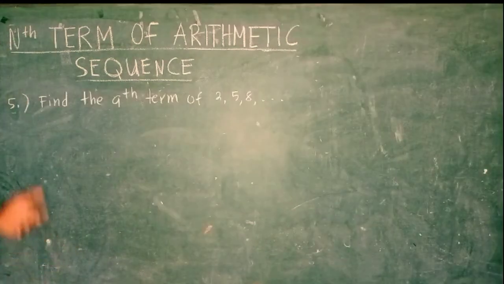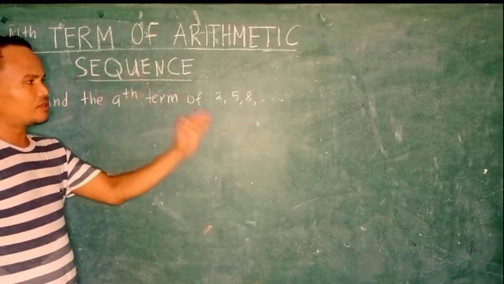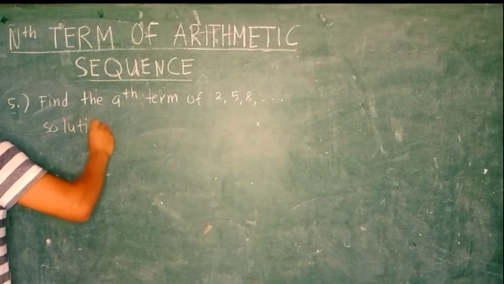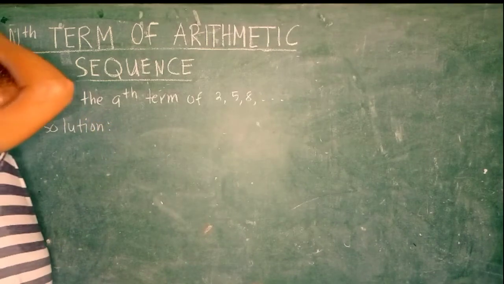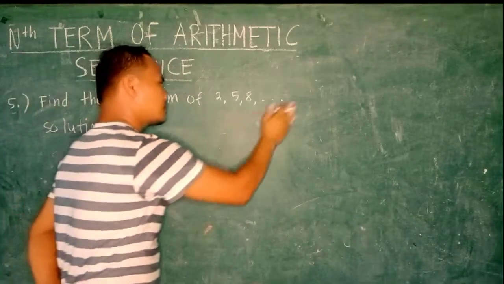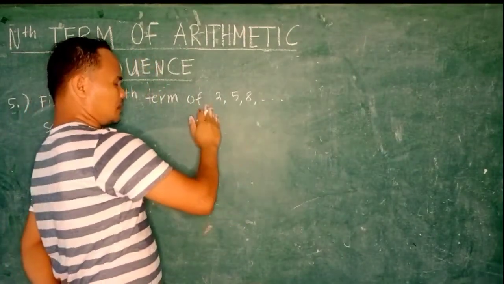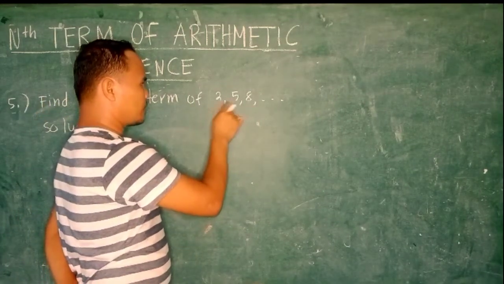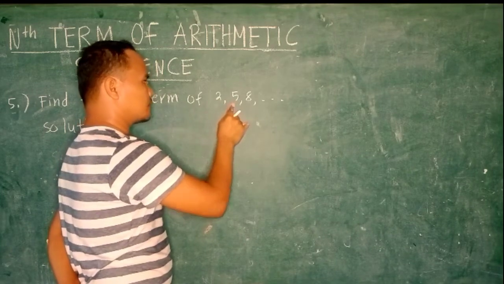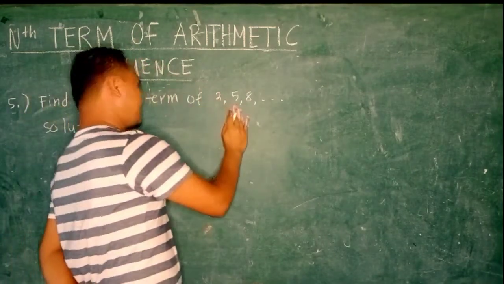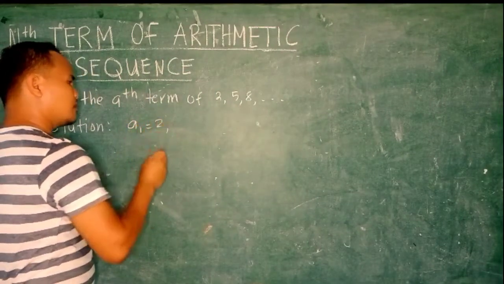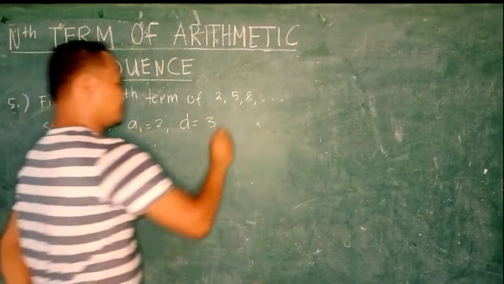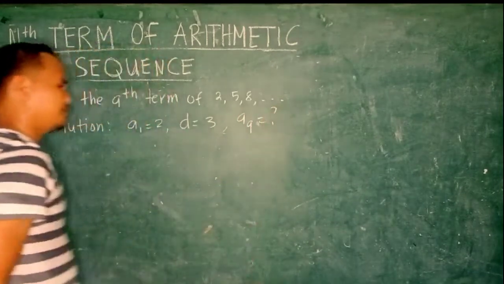Okay, let's have example number 5. Find the ninth term of the sequence 2, 5, and so on. So, if we solve the ninth term, let us take a look at the sequence. The sequence is an arithmetic sequence, right? Because 2 is added by 3 to obtain 5, and 5 is also added by 3 to obtain 8. So therefore, this is an arithmetic sequence where the first term is 2 and the common difference is 3. Since we are asked for the ninth term.